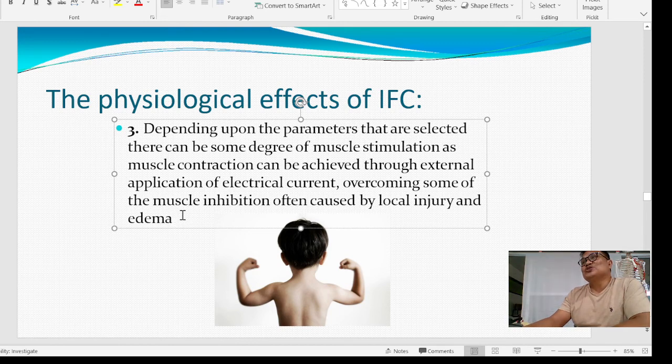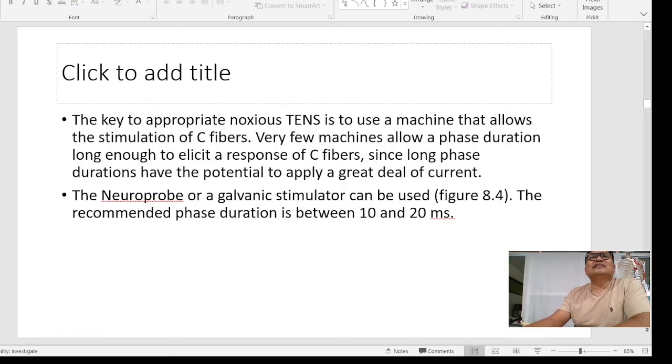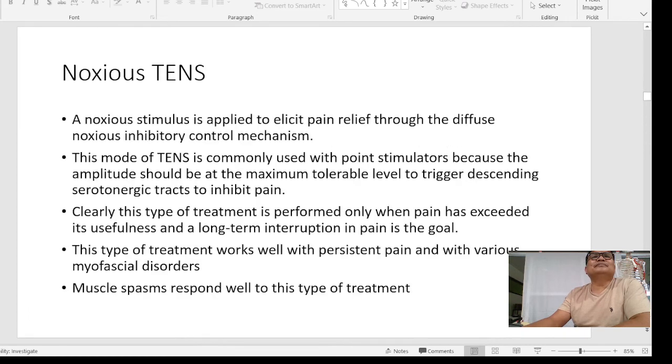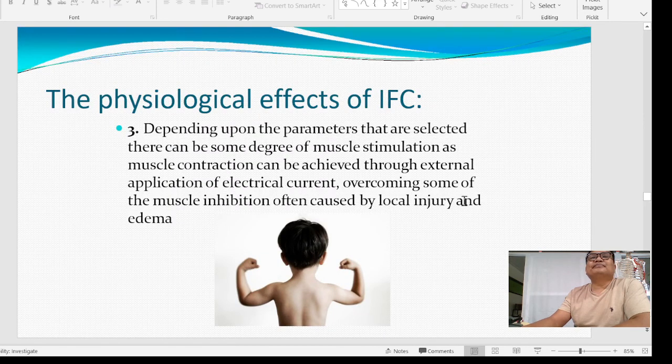Isn't that noxious? I think that is noxious tense. So let me check. Going back up here. Muscle spasm. See? Muscle spasm. Yeah, noxious tense. Number 3.